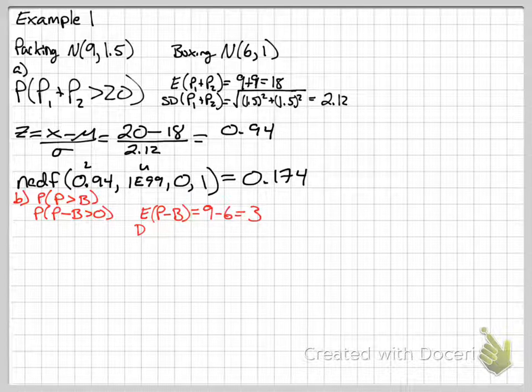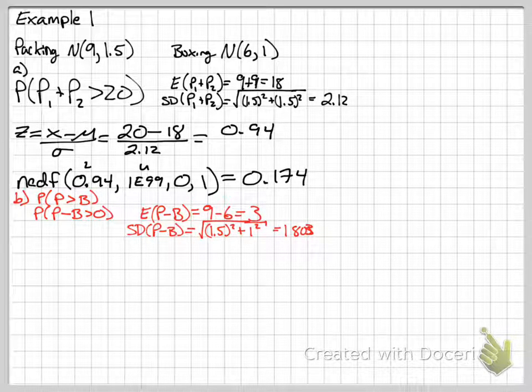And now for our standard deviation, again, of packing minus our boxing, that's going to be equal to the square root of our standard deviation of packing, which is 1.5 squared. And remember, it does not matter if we add or subtract the random variables. We always add them for our standard deviation. So plus 1 squared. And that's going to give us 1.803. So our mean for packing minus boxing is 3, and that has a standard deviation of 1.803.